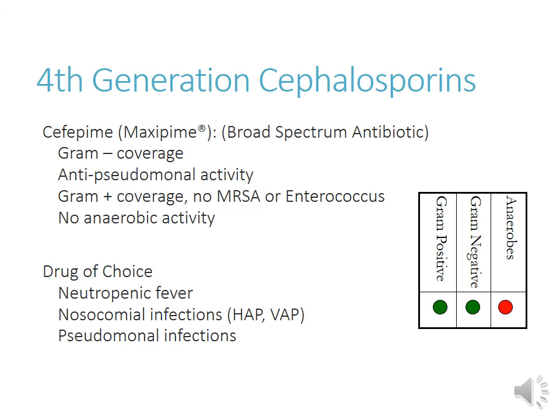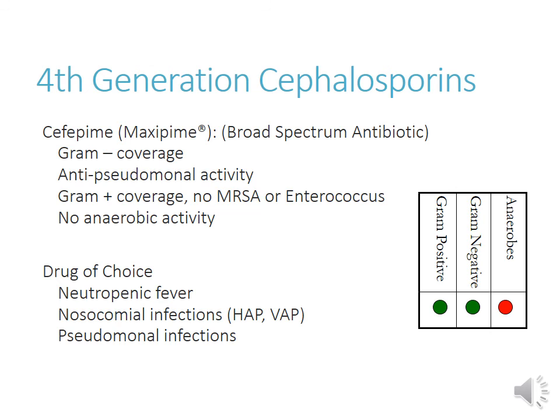Okay, next you have your fourth generation cephalosporins. The main one here is going to be cefepime, otherwise known as Maxipime. This one is a really good broad spectrum empiric coverage antibiotic. It has really good gram-negative coverage. It has anti-pseudomonal activity, which is really good for it. Again, note drugs that have anti-pseudomonal activity. And it still has good gram-positive coverage. Now again, it doesn't cover MRSA, and like all other cephalosporins, it does not cover Enterococcus. Plus it has no anaerobic coverage, so this is not really good for abdominal infections.